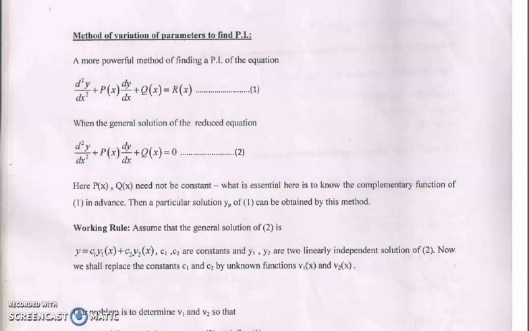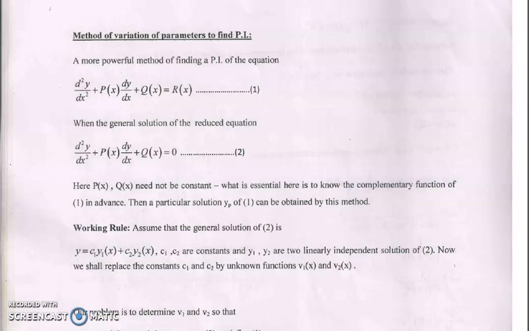First one is rule 1, e to the power x; second one is rule 2, sin x or cos x; third rule is x to the power m; fourth rule is e to the power x into v, and the fifth rule is x into v. So many different methods we introduced to solve PI in a linear differential equation. Another one is the general method.